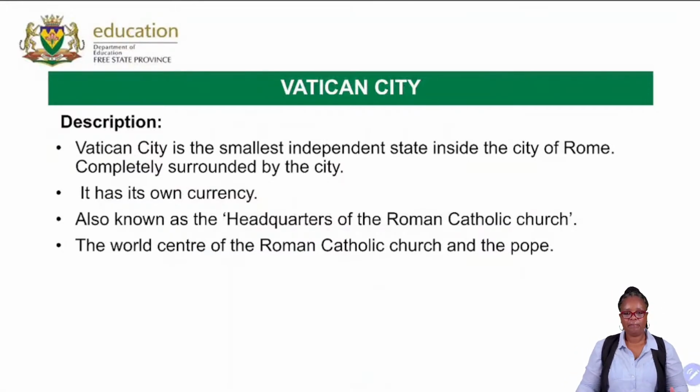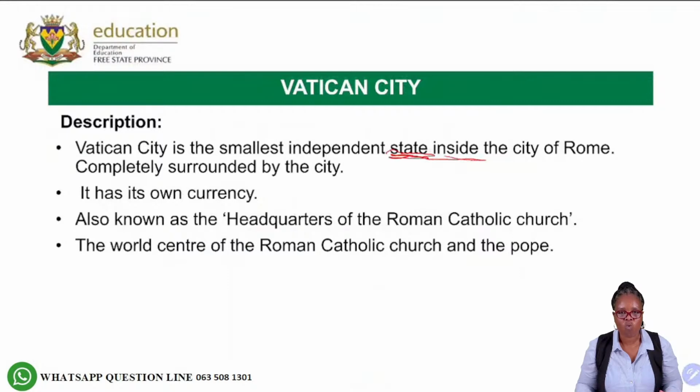Description. Let's describe. It is the smallest independent state. I want you to understand this. The Vatican City is the smallest independent state, not city. A state. We have to know what a state is. It is found inside the city of Rome. This small independent state is found in the city of Rome. So if they are an independent state, it means they are doing things their own way.